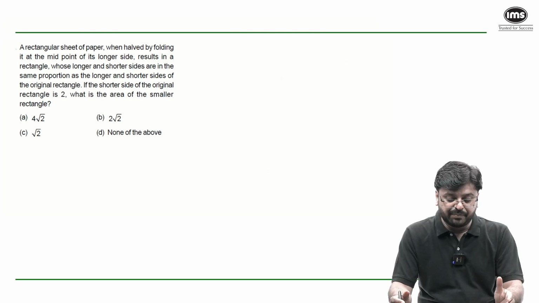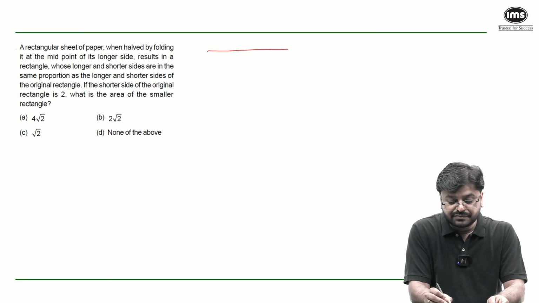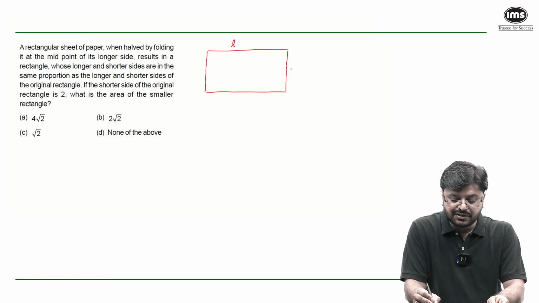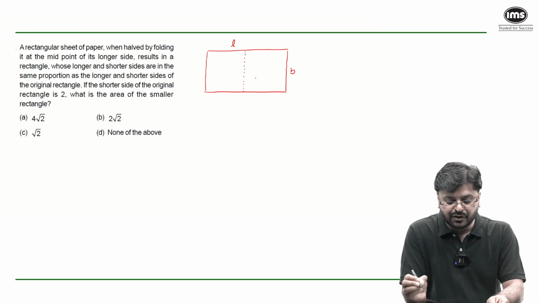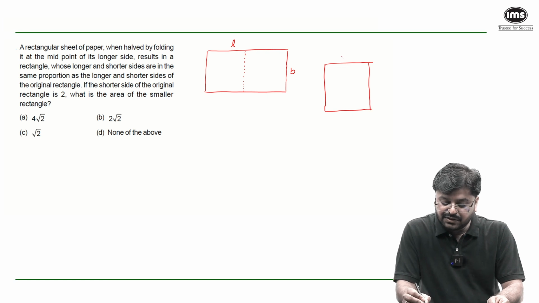A rectangular sheet of paper, when halved by folding it at the midpoint of its longer side, results in a rectangle. So we have a rectangular sheet here. Let's say this is length L, this is breadth B. Now we are folding it from the midpoint of the longer side to get another rectangle. What will this look like? It will be like this. Here this side will be L by 2 and this will become B.